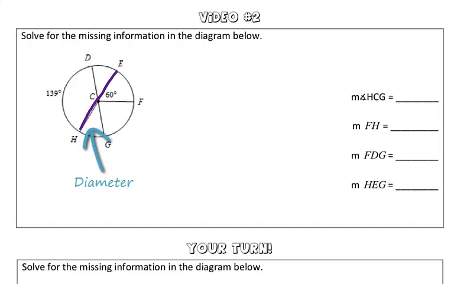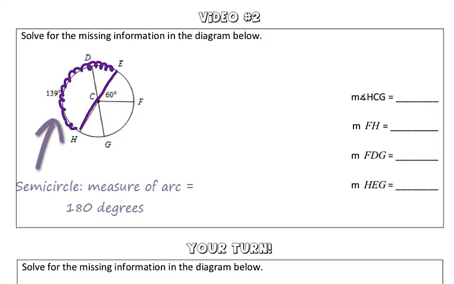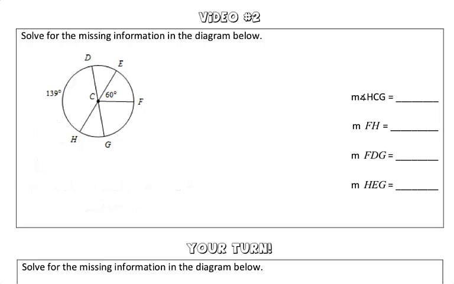HE is a diameter. On HE, we have arc HDE. And since HE is a diameter, we know that the measurement of arc HDE is 180 degrees. So, to solve for the missing measurement of arc DE, we can take 180 degrees, or the measurement of the full arc, subtract what we know, which is 139 degrees. What we have left is the measurement of arc DE, which is 41 degrees. The measure of arc DE is 41 degrees.